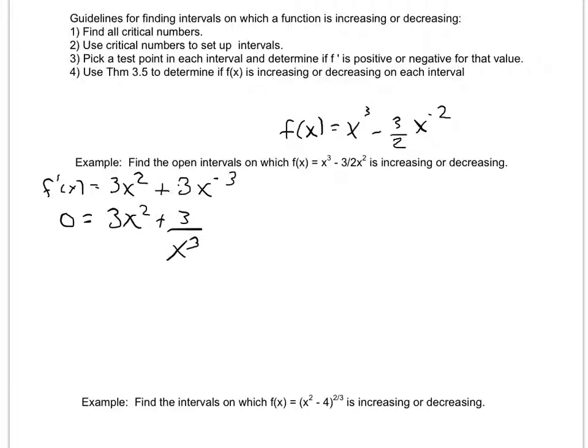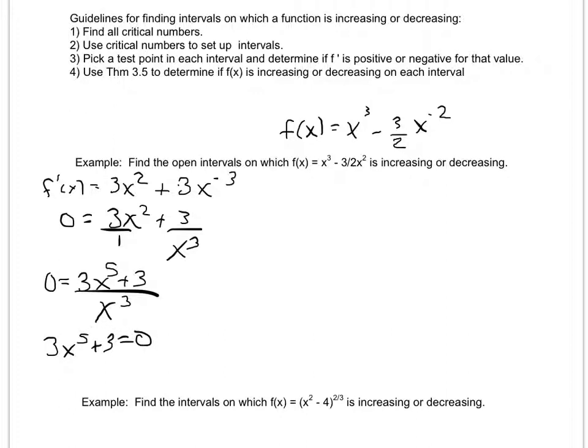I would like to get a common denominator, because if I get a common denominator, I can just set my derivative, or excuse me, my numerator equal to 0, because if a fraction is 0, that means the numerator must be 0. So I'm going to multiply top and bottom of my first term by x cubed, and I get 0 equals 3x to the 5th plus 3 all over x cubed.